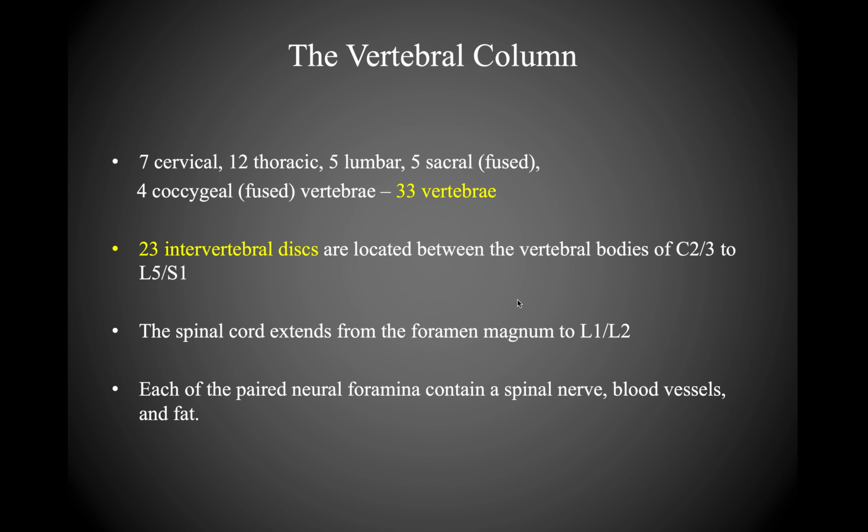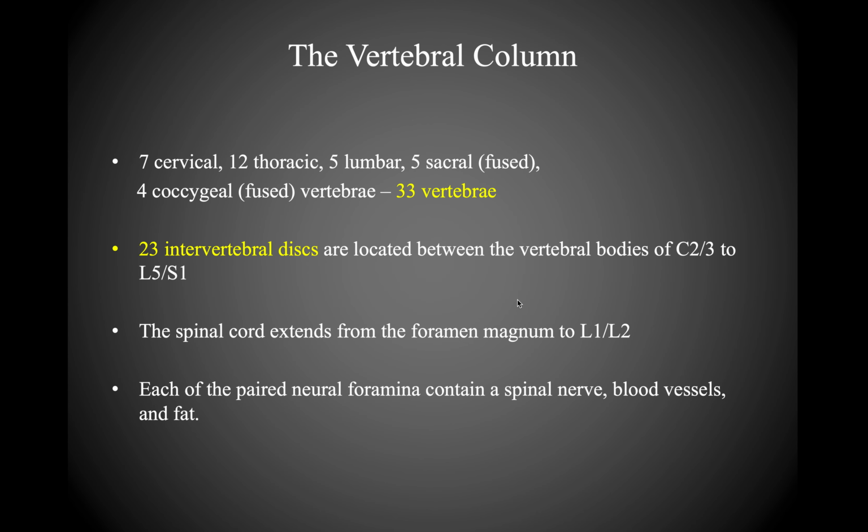So the vertebral column, just to review, remember that there are going to be 7 cervical vertebrae, 12 thoracic, 5 lumbar, and then the 5 fused sacral, and there are usually 3 to 4 fused coccygeal vertebrae. So that leads us to a total of 33 vertebrae, and there are 23 intervertebral or IV discs located in between the adjacent vertebral bodies, and that stretches all the way from C2, C3, all the way down to L5-S1. So remember that there is no intervertebral disc in between C1 and C2, the atlas and the axis, but there are from C2 all the way down to the L5-S1 junction.